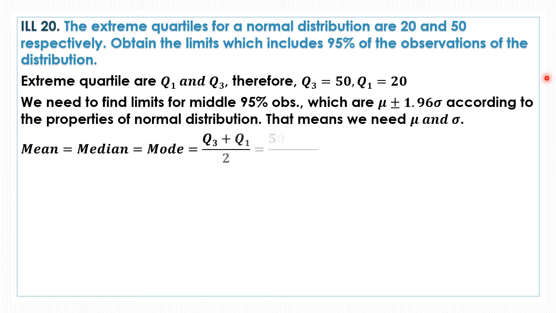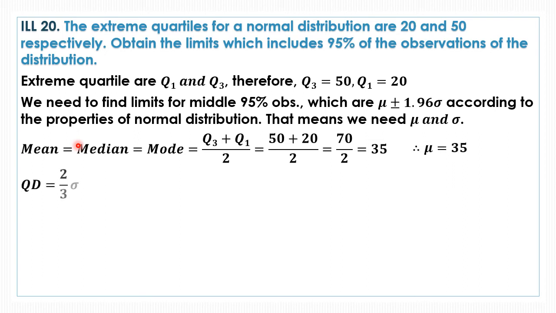We know that mean is equal to median is equal to mode, that is third quartile and first quartile average. So 50 plus 20 upon 2, that is 70 upon 2, that is 35. This is actually the method to calculate median, but we already know that mean, median and mode are equal. So you can calculate using the method of median and then just call it mean. It is possible. So mu is 35.